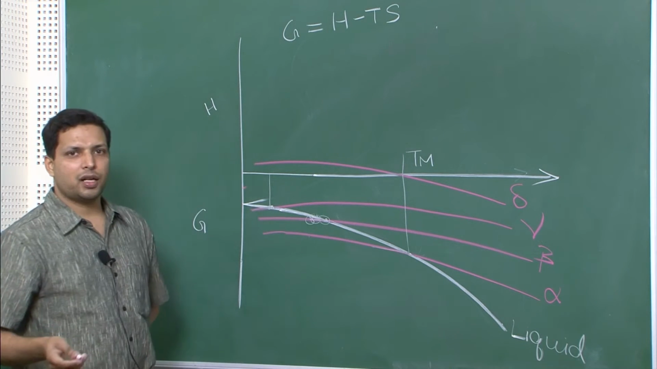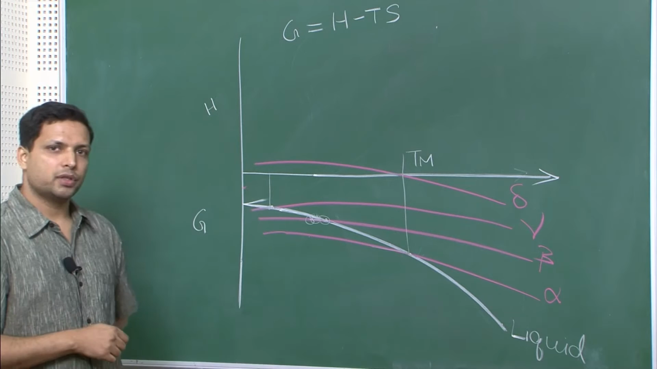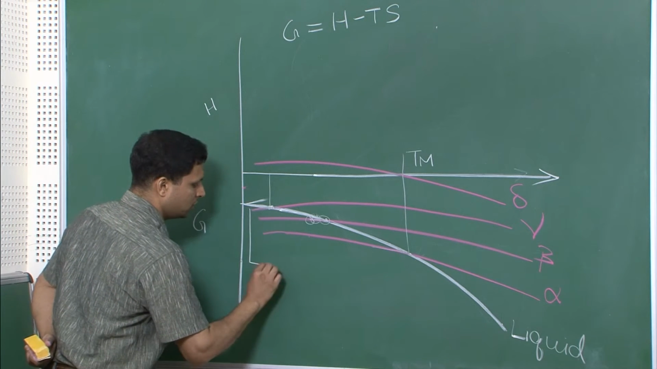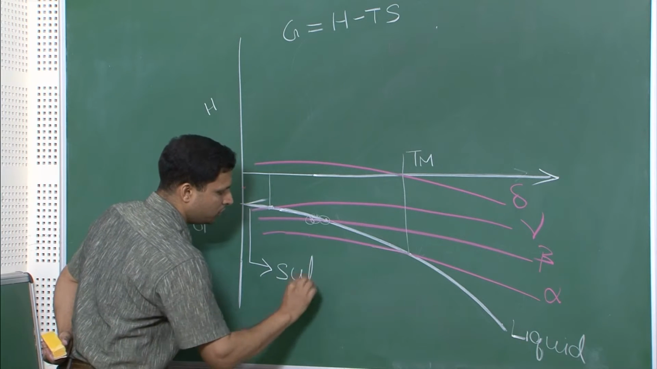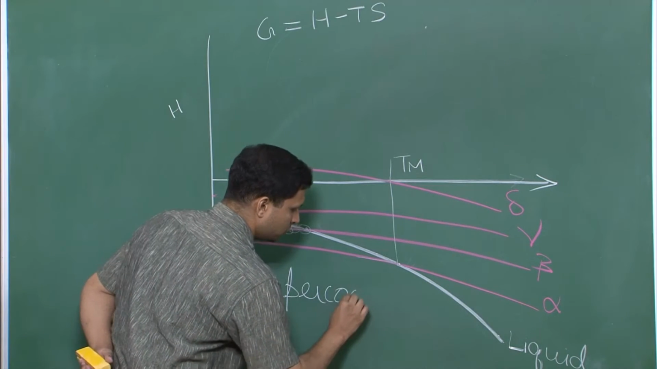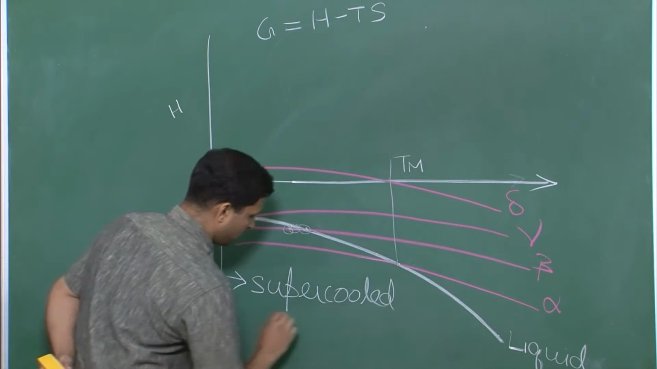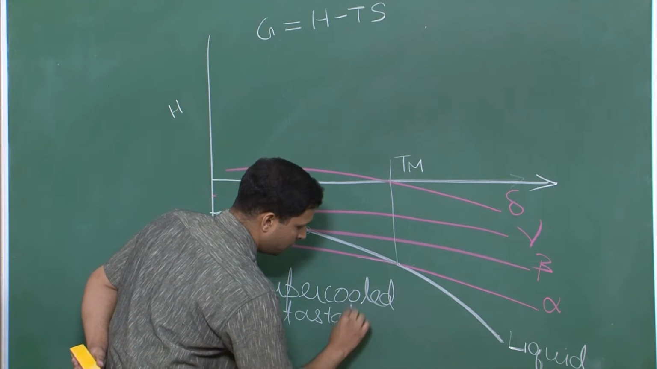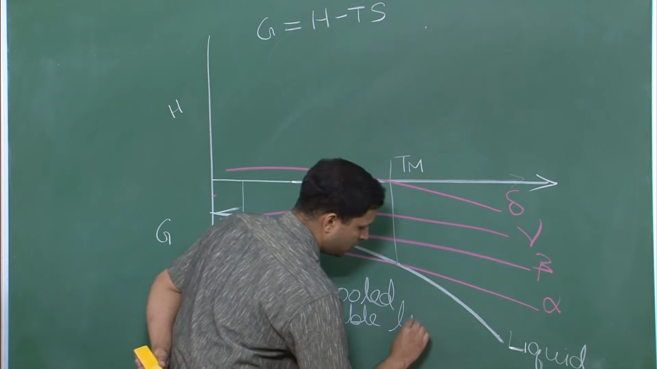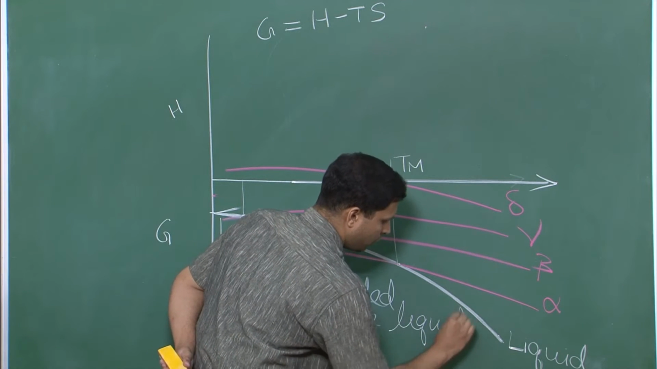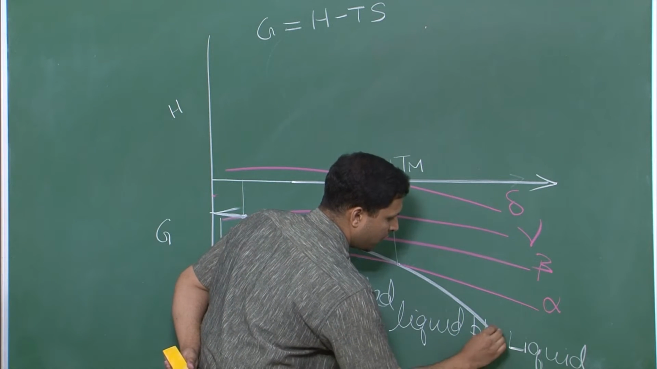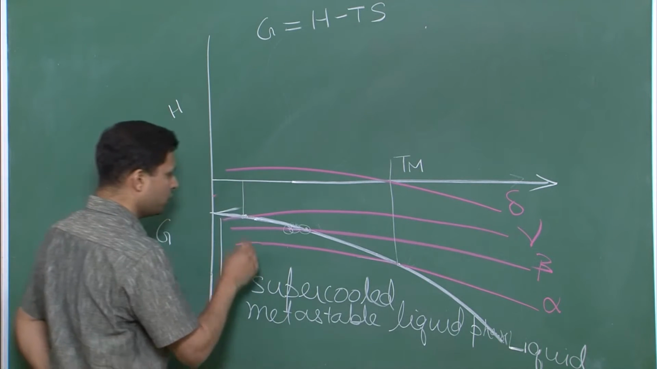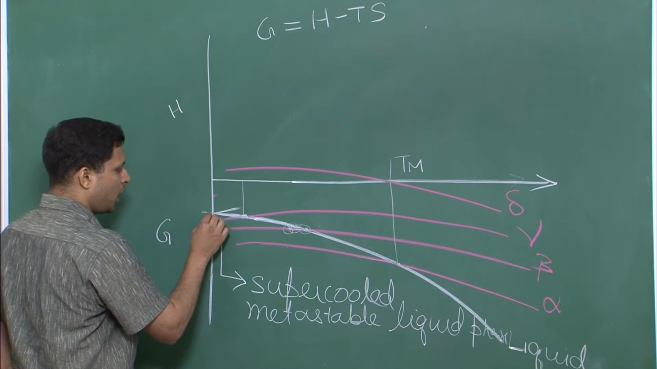And again, like I said earlier, we may even be able to suppress this, in which case what we get is a supercooled metastable liquid phase, if its viscosity is low enough, or it may transform to an amorphous phase.